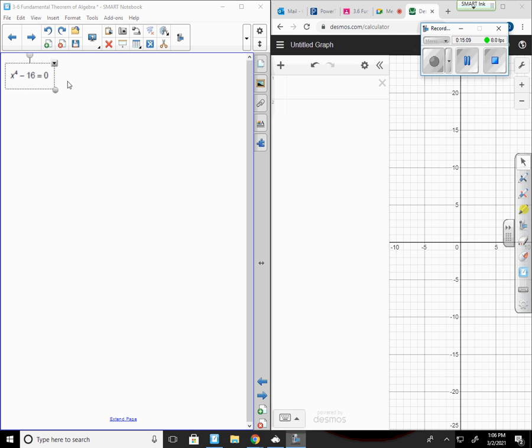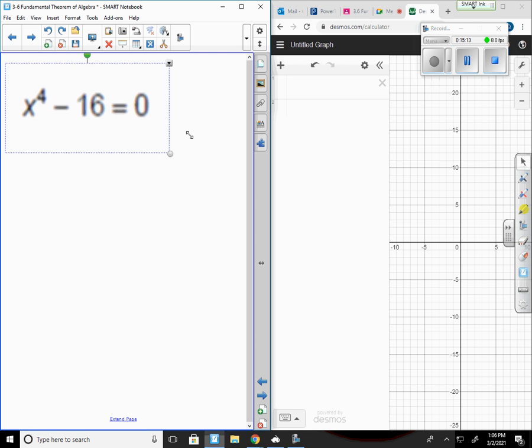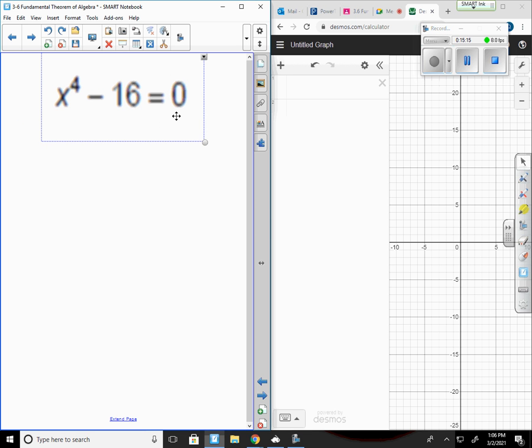Let's do another example. Here we have x to the fourth minus 16. So my p is my last number, or my constant. My q is just 1. To the fourth power, there's going to be 4 roots. Let's find the factors of p.